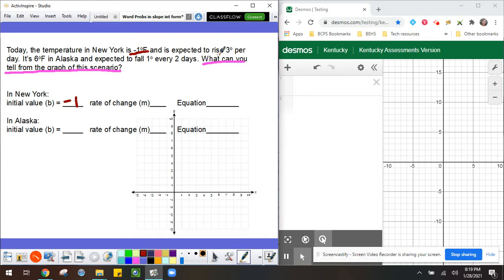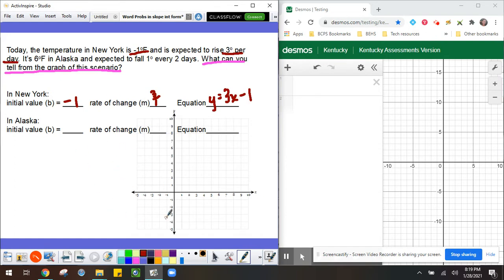The rate of change is 3 degrees per day. So that is 3 degrees per 1 day, or you could just put a 3, which I'm going to do in the equation. This is my m, rate of change. This is my b, -1. My equation will be y equals 3x minus 1.